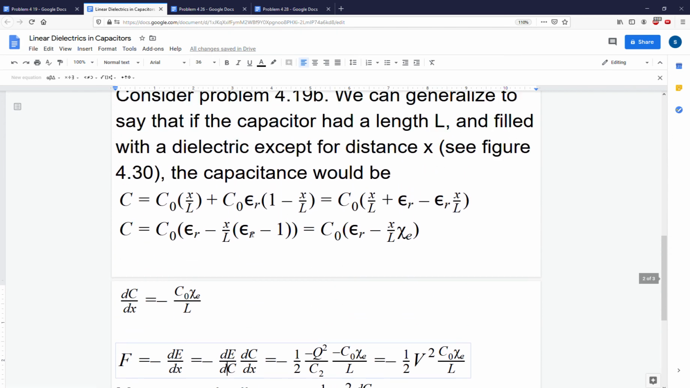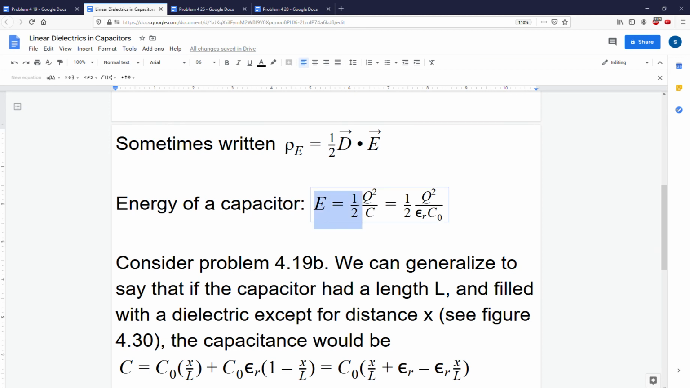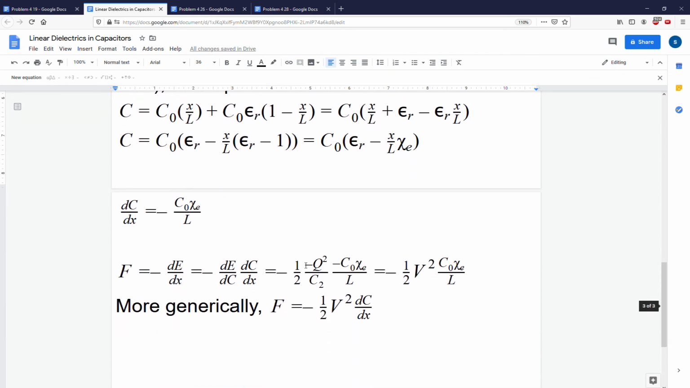So for dE dC, we're going to go back to our formula for a capacitor. E is equal to 1/2 Q squared over C. Take the derivative with respect to capacitance, and that becomes negative Q squared over 2C squared. So that's this term right here. dC dx was this term right here that we just calculated. And keep in mind there are three negatives. There's the negative from this derivative, there's the negative from this derivative, and there's the negative because of how we define force.